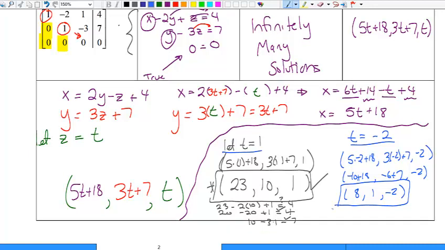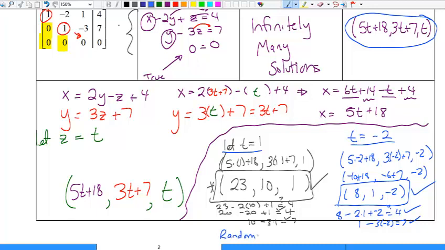So if I do 8 minus 2 times 1 plus a negative 2, that's 8 minus 2 is 6, minus 2 is 4. Yep, it works. How about 1 minus 3 times negative 2? Yes, that is 7. So this one works as well. So those are two of the infinite amount of solutions described by my vector form of the solution for the infinitely many solutions.